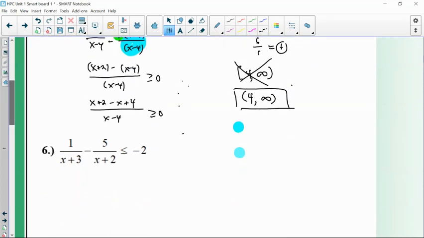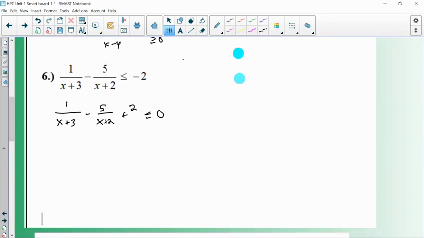Now, the next example, just going through practicing finding a common denominator, so we'll set this one up. Again, I need to set it equal to 0. So I'm going to have 1 over x plus 3, and then minus 5 over x plus 2, and then adding 2, is less than or equal to 0. So you want to compare it to 0. In terms of a common denominator, the common denominator would be all 3 of those factors, and the 1 is kind of irrelevant.